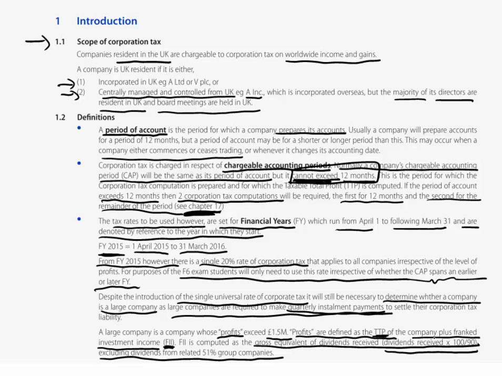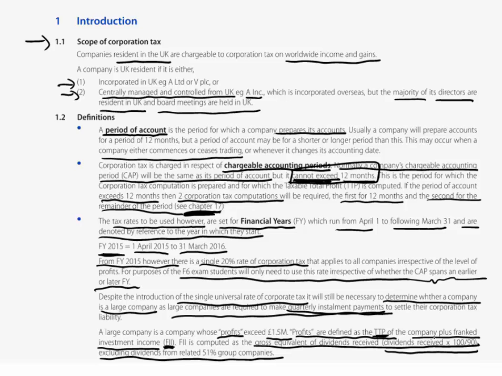Once upon a time this was important, because from one financial year to another we would have different tax rates applicable, and those tax rates would be different based on the level of profits made by the company. Companies back in the old days, pre-financial year 15, may have had any of three different types of tax rate to apply, based on whether the company was small, was marginal, or large.